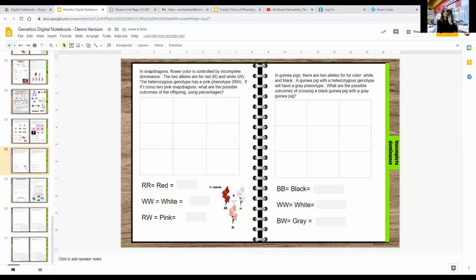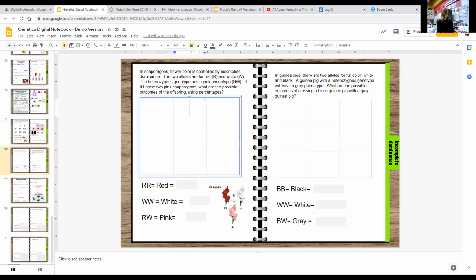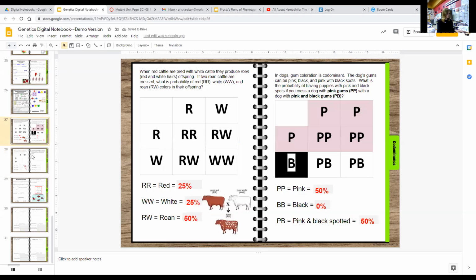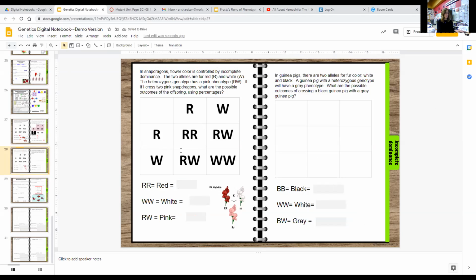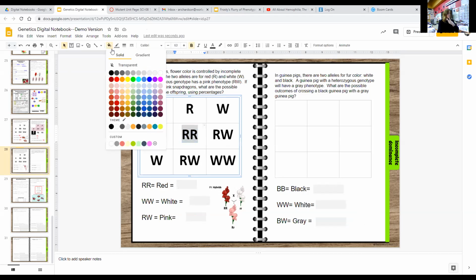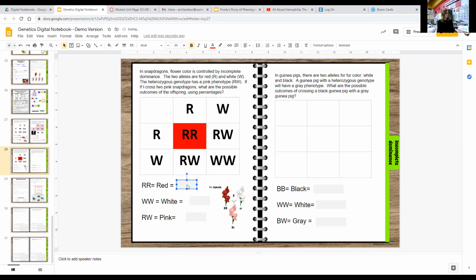If I cross two pink snapdragons, what are the possible outcomes of the offspring using percentages? So I'm going to cross two pinks, which means that each one has an R and a W, and an R and a W, plus red plus white equals pink. So I'm going to fill in my Punnett squares. I brought my R's down, W's down, R's across, W's across. So what percentage of my flowers here would be red, meaning they have two red alleles? Well, it's this one right here. This one is red. My percentage would be 25%.